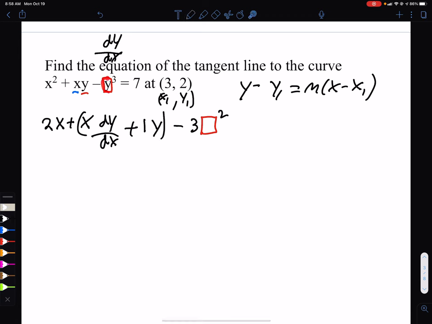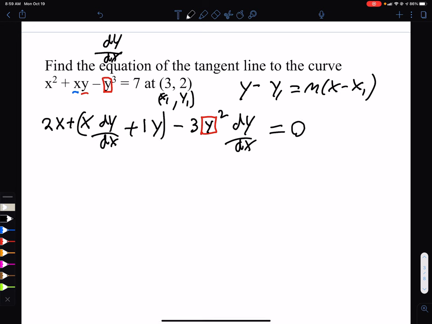But what's the derivative of y? By definition, the derivative of y is dy dx. You learned that early in this chapter. So what's box? Box was y. And on the right side, 7's a constant. The derivative of a constant is 0.